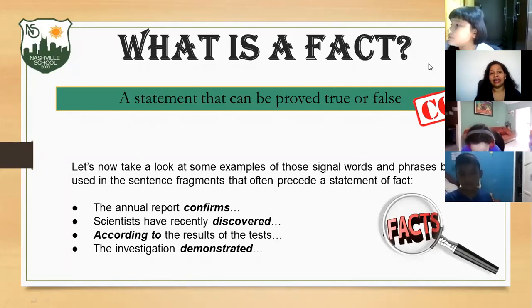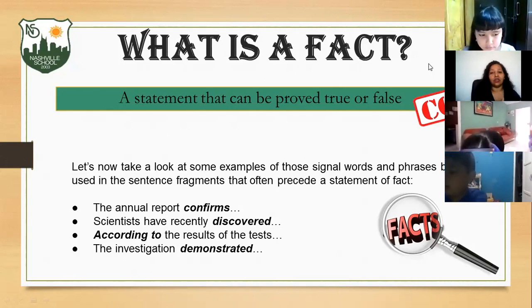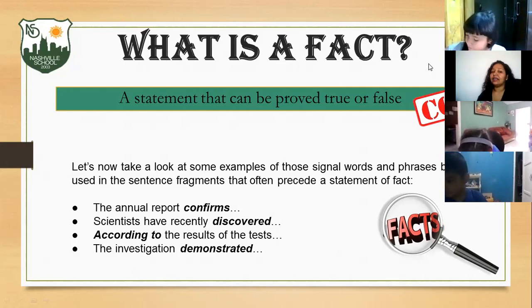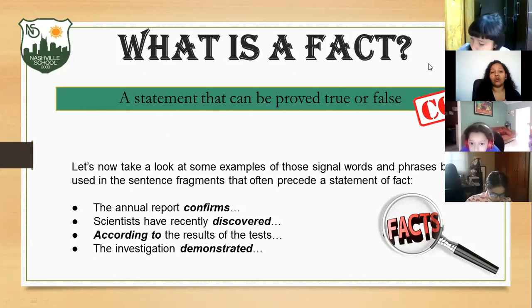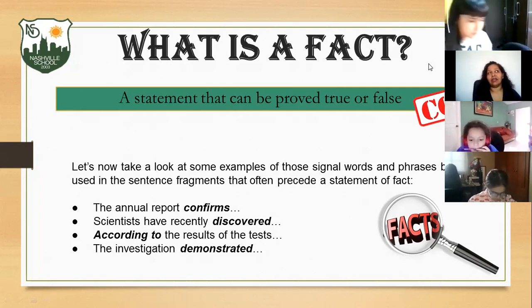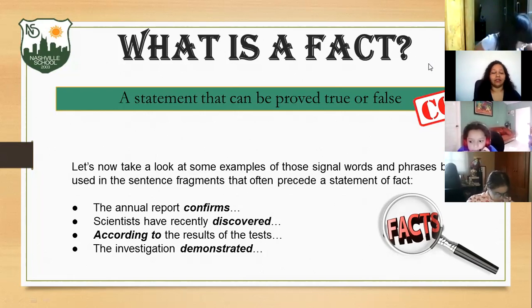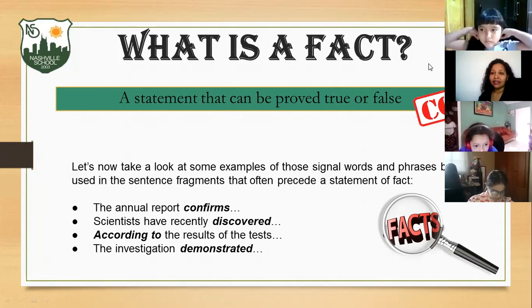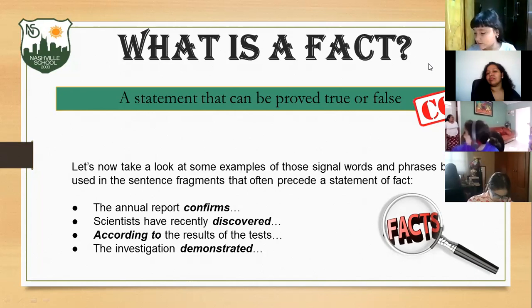Over there they say, let's now take a look at some examples of signal words and phrases used in sentence fragments that often precede a statement of fact, like, the annual report confirms. This phrase tells us a fact, okay? Or, scientists have recently discovered a new species of frog, fish or plant. Or, according to the results of the test, all my students are very smart. Or the last one, the investigation demonstrates that my students like to dance or like to eat cookies or candies. I don't know, it's just an example, okay?